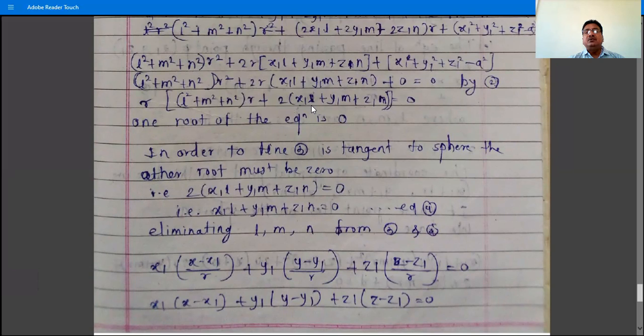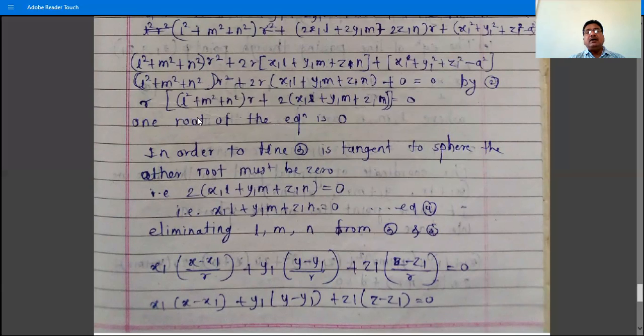Therefore, we have 2 in bracket x1 l plus y1 m plus z1 n is equal to 0. When you substitute r equal to 0 in this, we have 2 in bracket x1 l plus y1 m plus z1 n is equal to 0. When this is 0, the other root is 0. Otherwise, the value of r is minus this divided by l square plus m square plus n square. So in order for the other root to be 0, this must be 0.